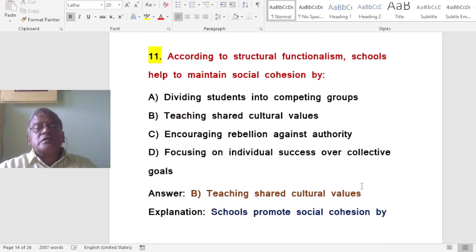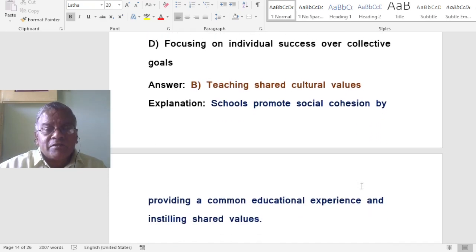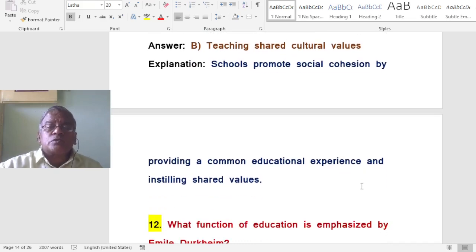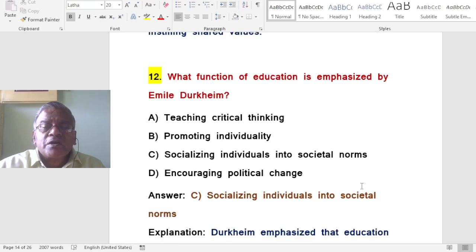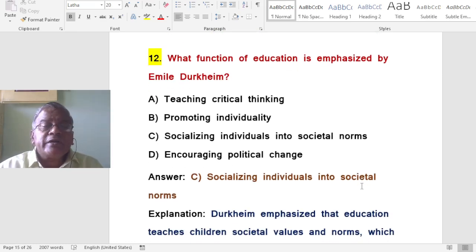According to structural functionalism, schools help to maintain social cohesion by dividing students into competing groups, teaching shared cultural values, encouraging rebellion against authority, focusing on individual success over collective goals. So according to structural functionalism, schools help to maintain social cohesion by teaching shared cultural values. Schools promote social unity by promoting a common educational experience and instilling in the minds of the students shared, common values.